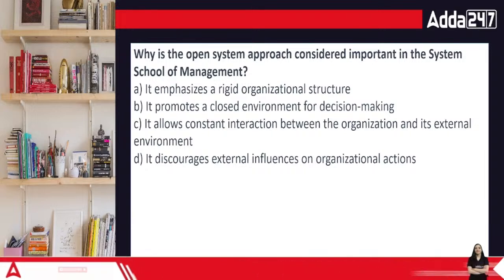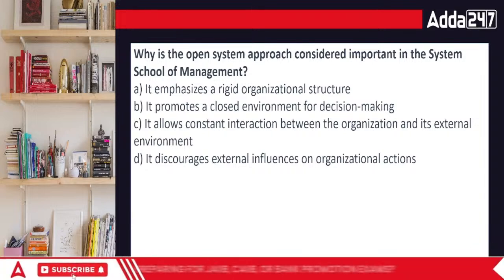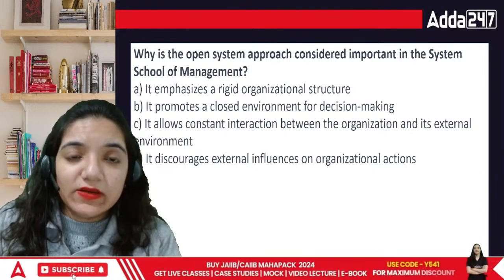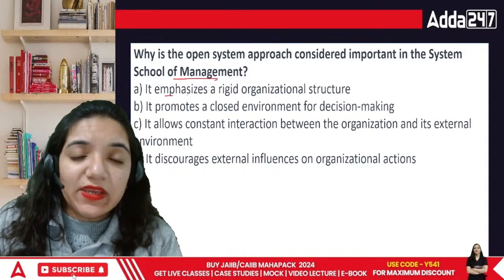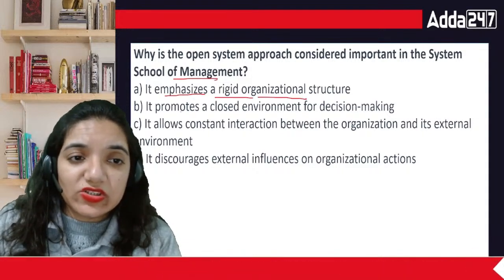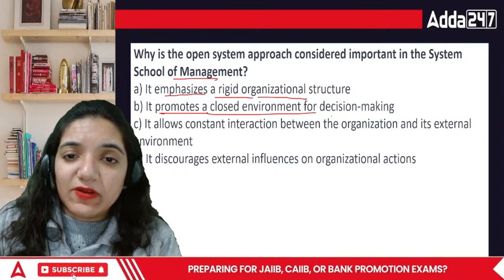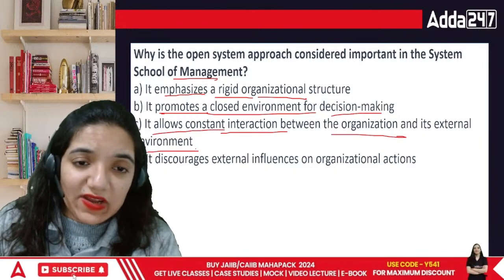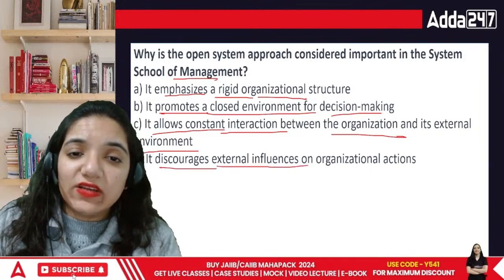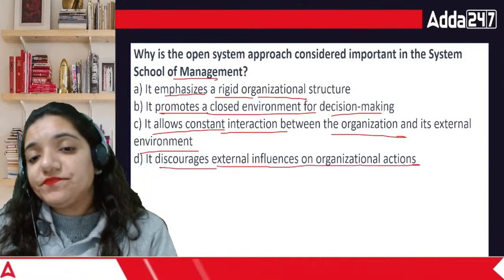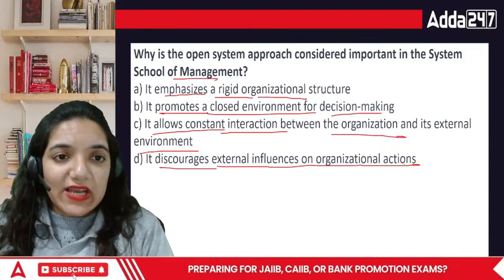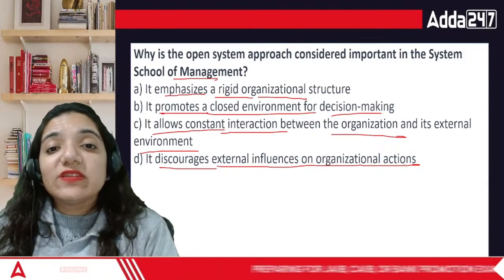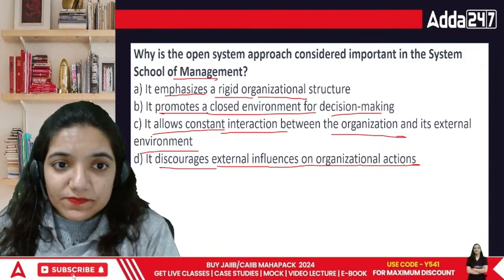So next pointer, why is the open system approach considered important in the system school of management? It emphasizes rigid organization structure. It promotes closed environment for decision making. It allows constant interaction between organization and its environment. It discourages external influences on the organizational actions. Why is open system approach considered important?